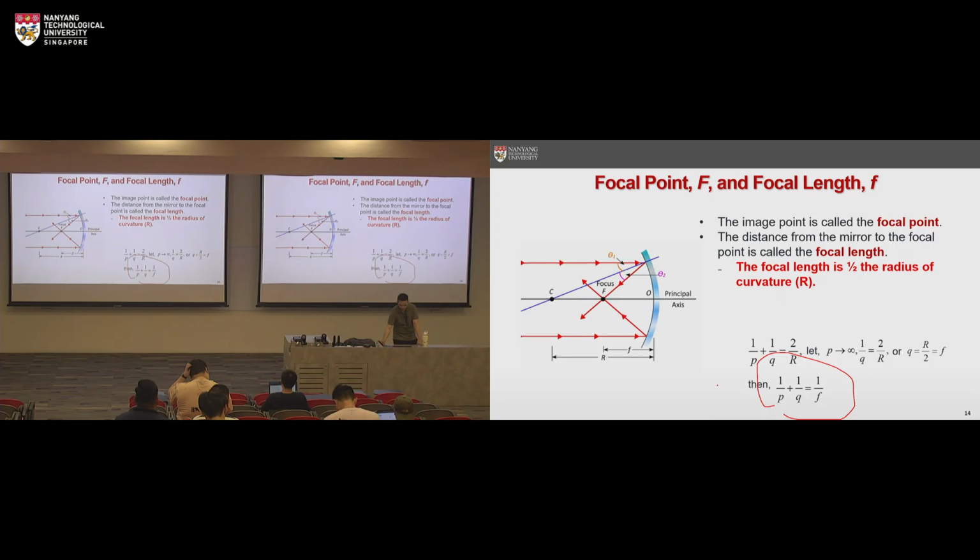And just keep in mind that f is half of the radius of curvature, which means r equals 2f. So sometimes the question will give you the radius of curvature, which actually is providing you the information of f. You just have to divide it by 2. So this is a general equation to calculate where the image is formed by the mirror.